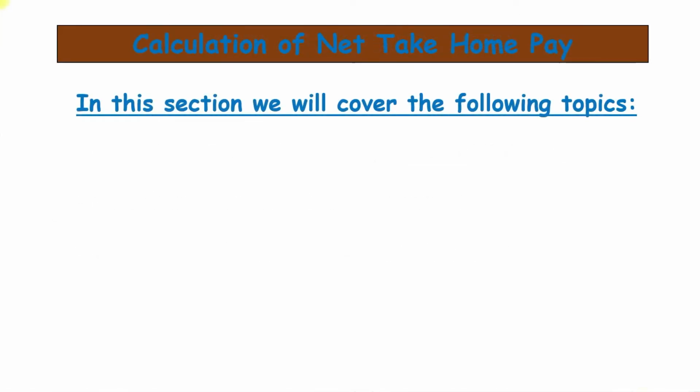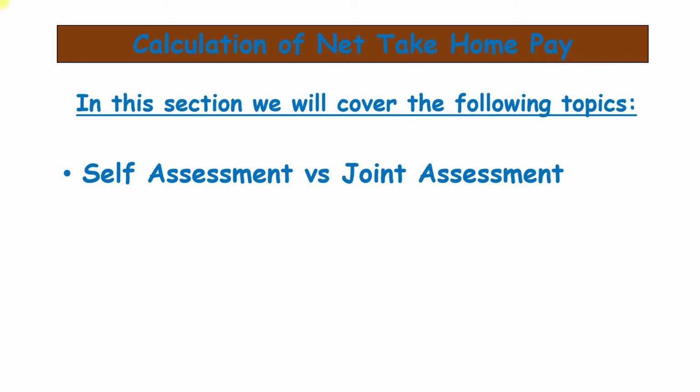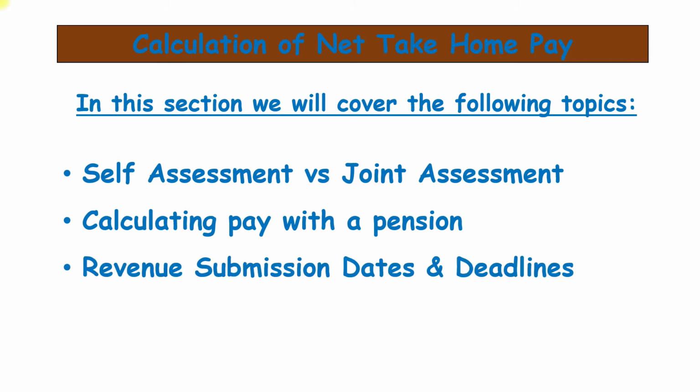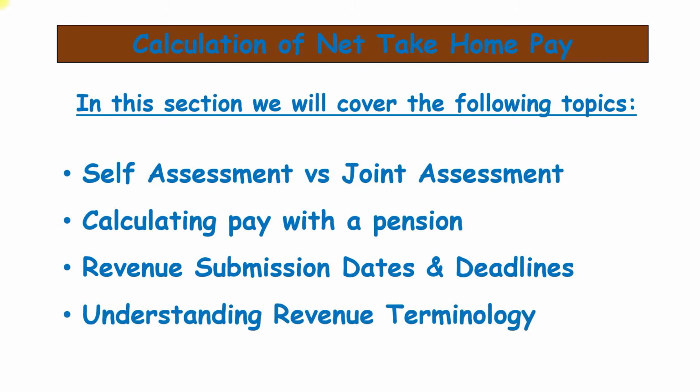The second section of Assignment 3 includes the following: self-assessment versus joint assessment. Calculating pay with a pension. Revenue submission dates and deadlines. Understanding revenue terminology.